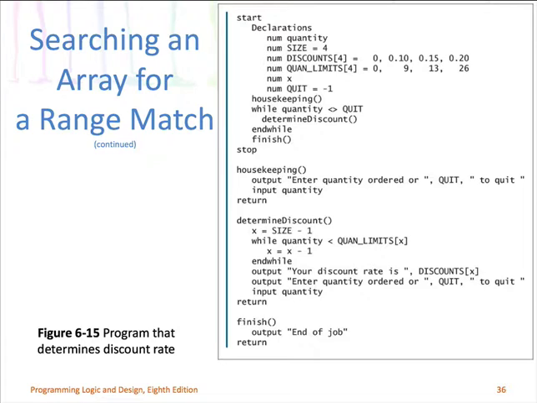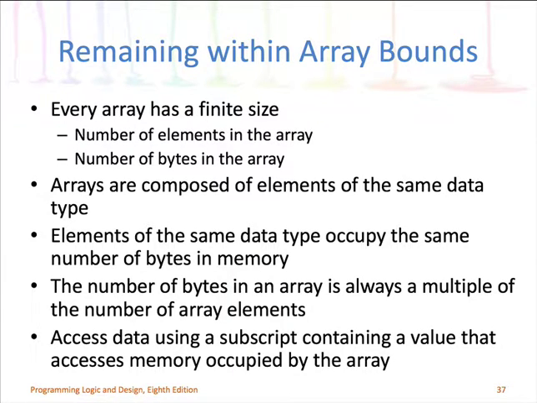Not sure why they did not highlight it, but here's the exact same arrays, the array searching, in pseudocode. And again, most of the interesting stuff is going to happen down in determine discount. So that's just showing you the same thing they showed you previously with a flow chart.